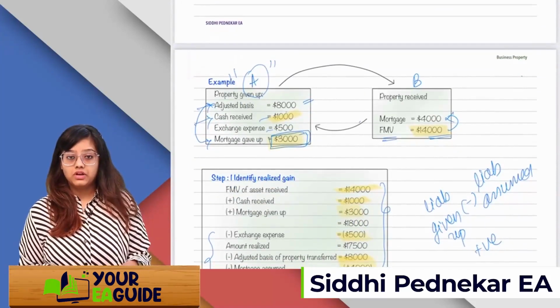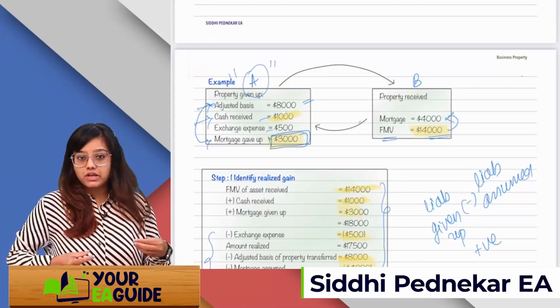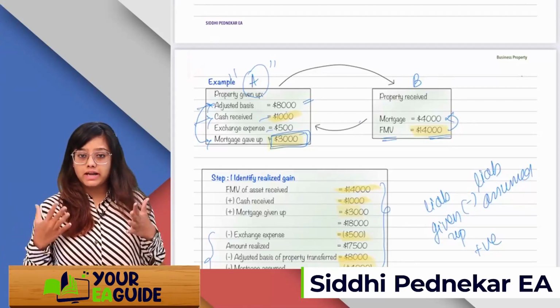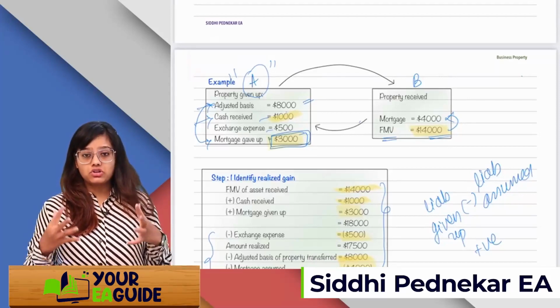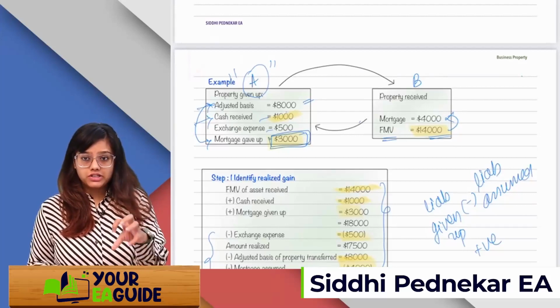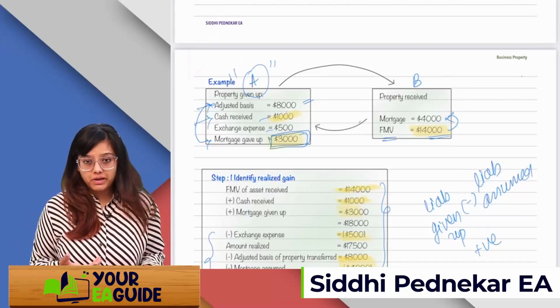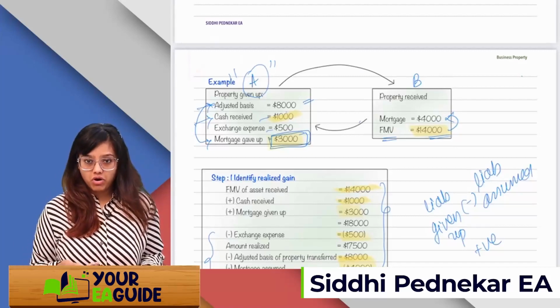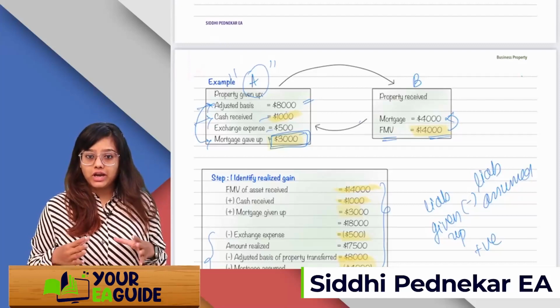See, what do you mean by like kind exchange? If you're giving up a property and receiving a property, then this is called a like kind exchange and it is not taxable. Just the property exchange is not taxable. But along with the property, if you're transferring any mortgage or any cash, or if you are receiving a property along with a mortgage or cash, then in that case, we will have to calculate the gain.